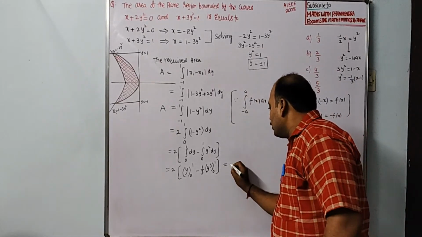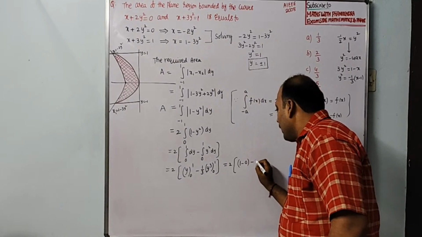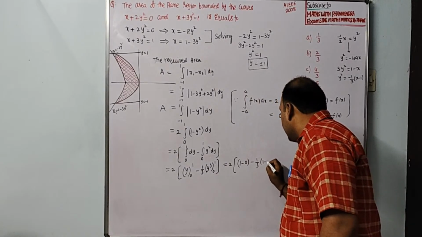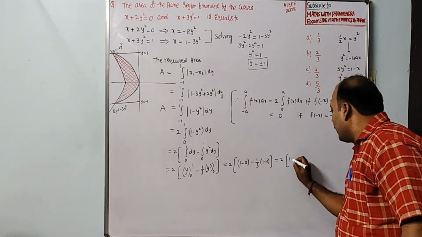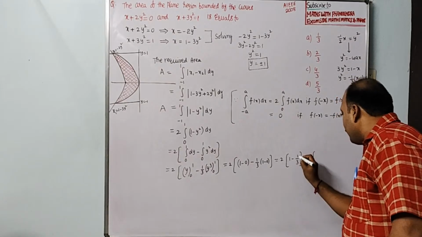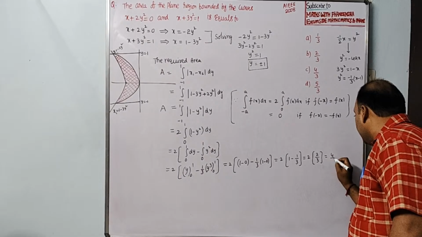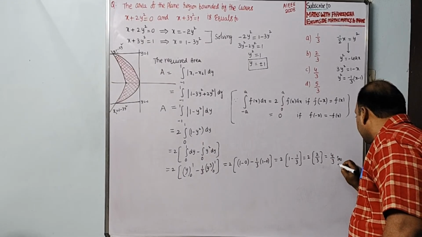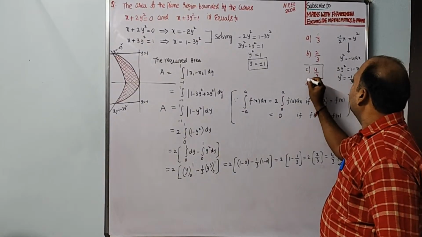So which is equal to 2 times [1 minus 0, minus 1 by 3 into (1 minus 0)]. So which is equal to 2 times [1 minus 1 by 3], which is equal to 2 times [3 minus 1 is 2, 2 by 3], which is equal to 4 by 3 square units. So 4 by 3 square units, it is there in the third option.